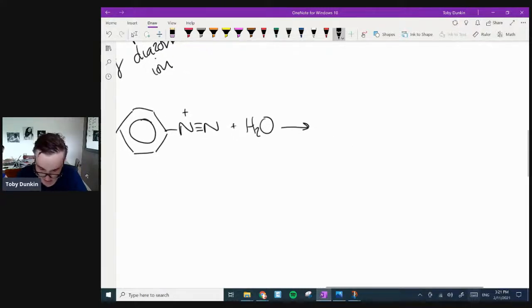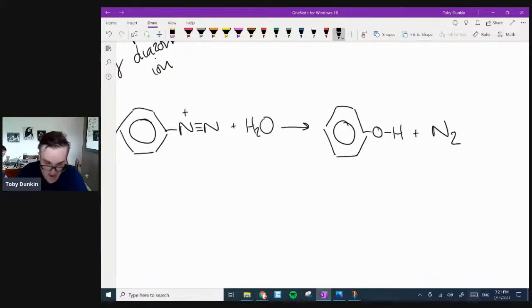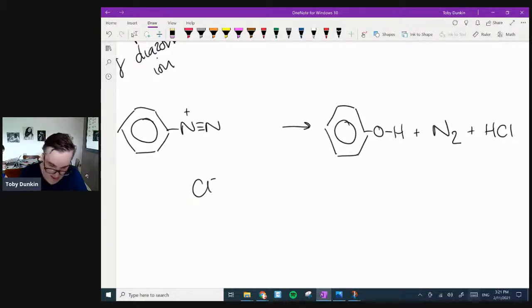It's a hydrolysis, really. You form phenol. So the OH goes onto there. You also form nitrogen gas. But remember that the diazonium chloride has the chloride. You just don't tend to include it in the diagrams of the mechanism because it's a spectator. But what you realize is you've got to balance the H's. So you do get HCl. So I would actually do the equation as this plus water.